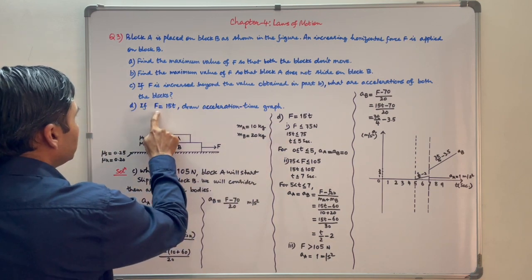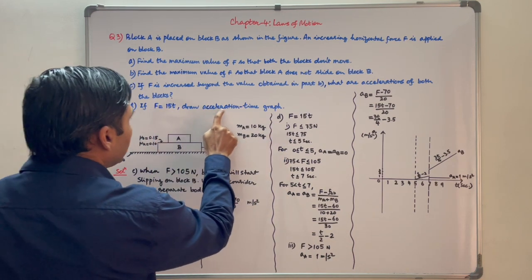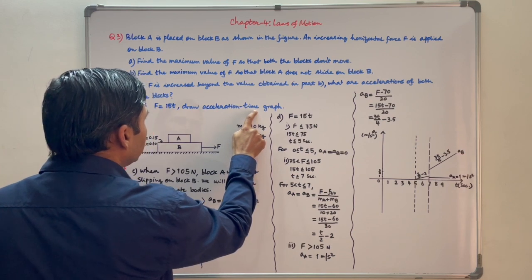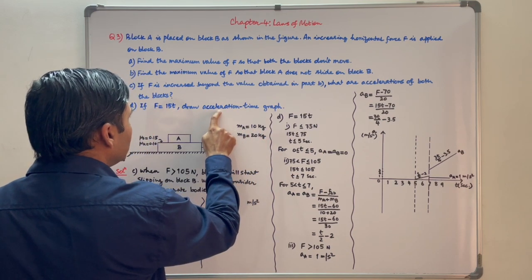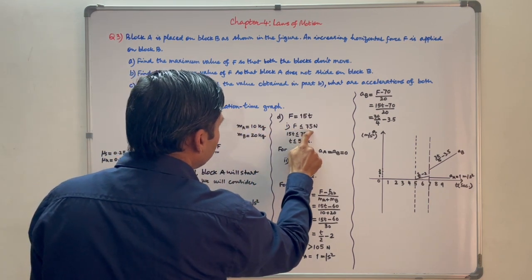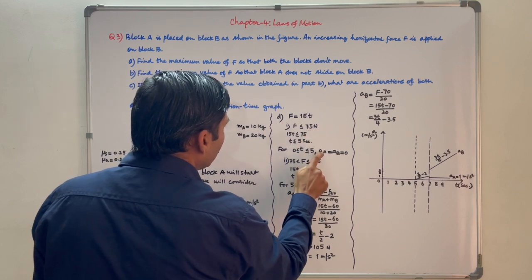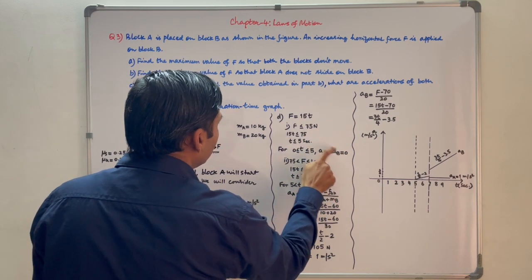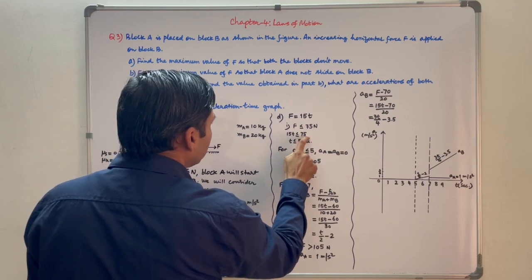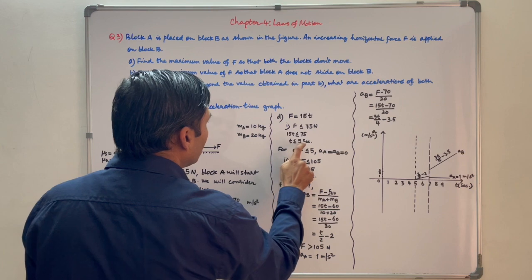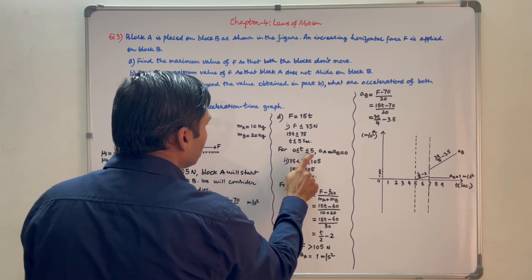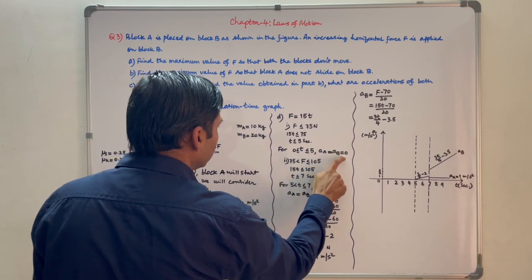Part D. F is equal to 15t. We have to draw the acceleration-time graph. First, we will figure out various time intervals and then acceleration of both the blocks in those time intervals. When F is less than or equal to 75 Newton, both the blocks are not moving. Their acceleration is 0. Put F equal to 15t. So 15t is less than or equal to 75, or t is less than or equal to 5 seconds. So between time interval t equal to 0 to t equal to 5 seconds, blocks are stationary.